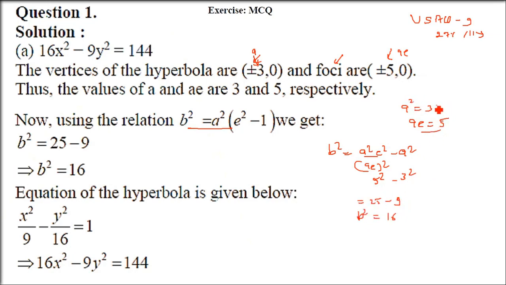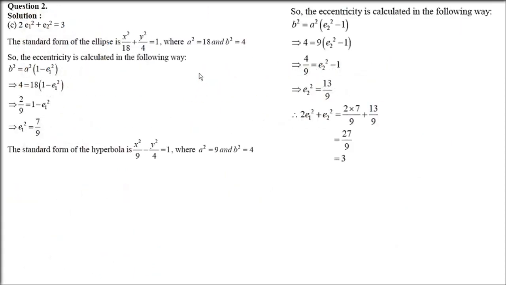And a square is 3 square, which is 9. So x square by a square, that is x square by 9, minus y square by 16 equals 1. Now the option is A. How do we get it? Just multiply both sides of the equation, left hand side and right hand side, with the LCM of 16 and 9. So what do you get? 16x square minus 9y square equals 144.